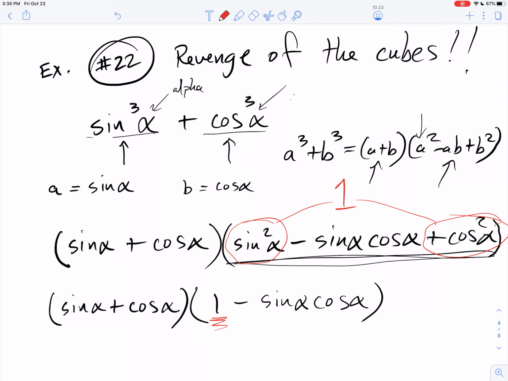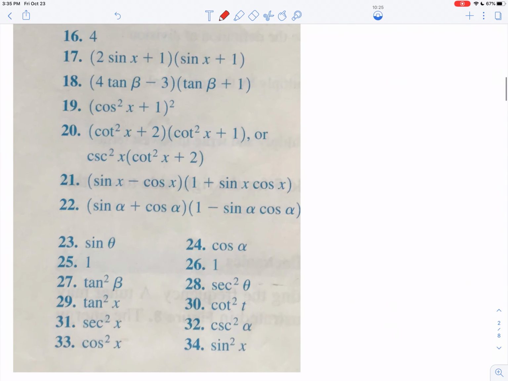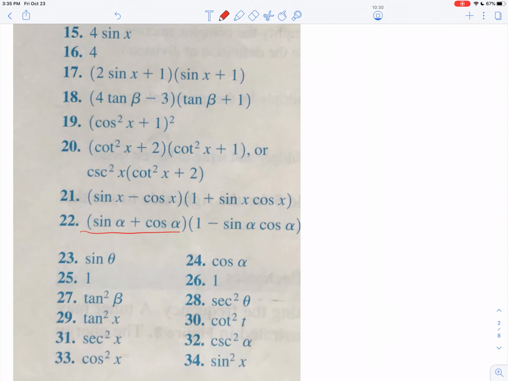Now, I'm not lying to you. Take a look at the answer to 22. Let's go back and look at this key. There's the answer to 22. I totally told you that. That's crazy. Isn't that crazy?